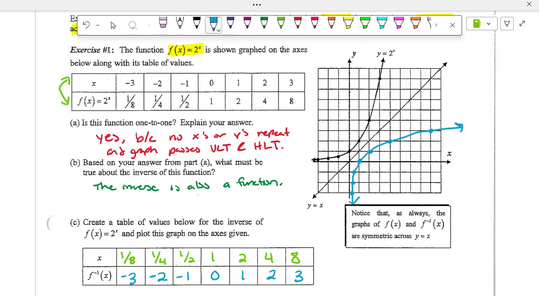So that's the inverse of 2 to the x power. Ironically, guys, that blue graph is actually what a logarithm's graph typically looks like. Because like I said, the inverse of an exponential is a logarithm. Thus, its graph will look like a logarithm.